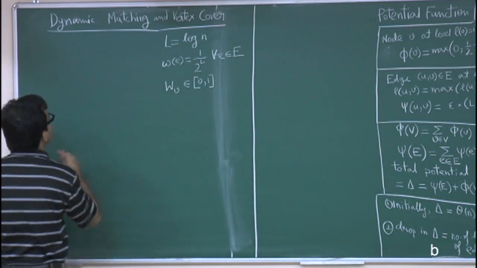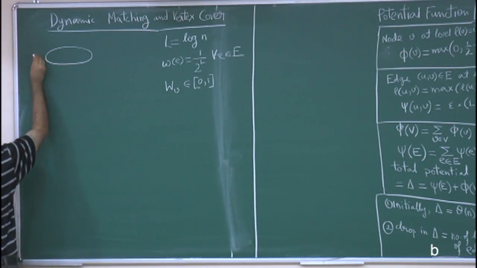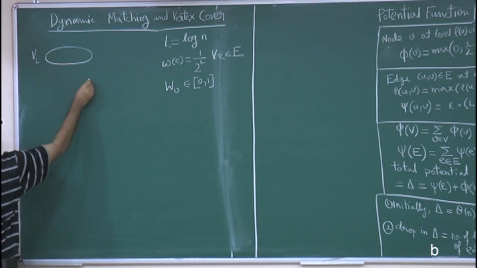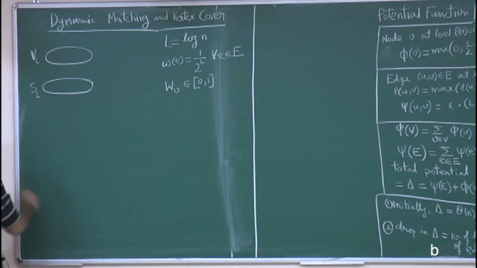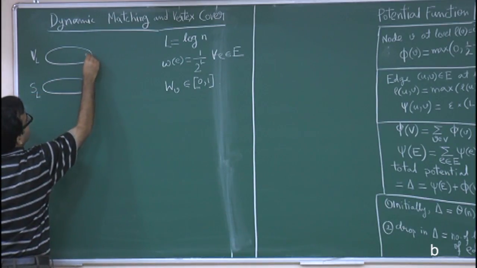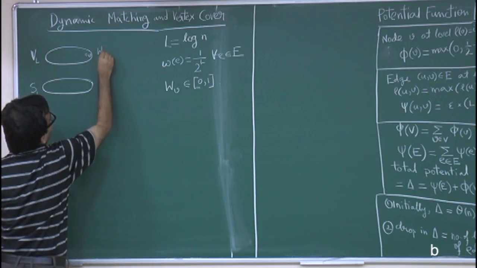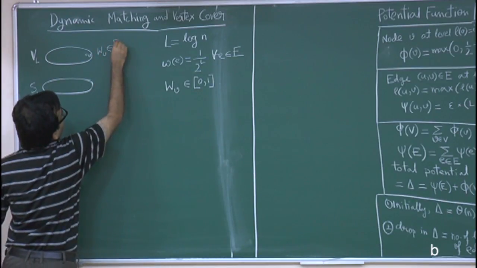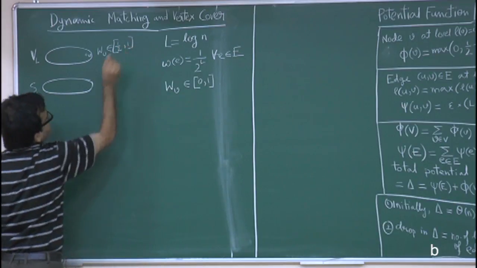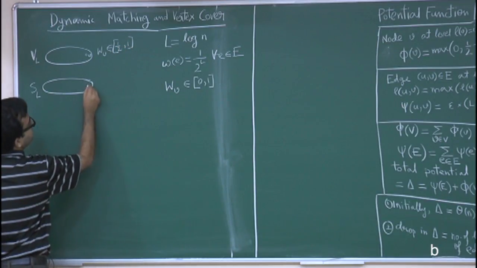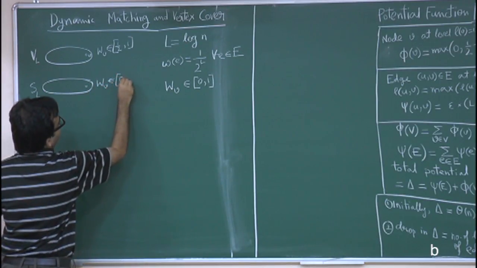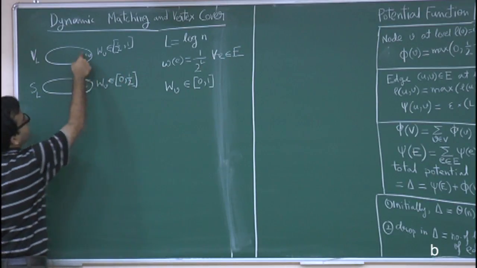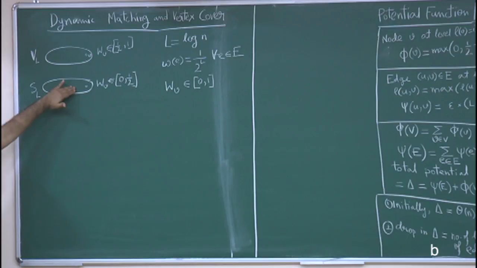Okay. So, after this assignment, you will partition the node set into two groups, say VL, and let us say this is SL. Now, the nodes in VL, their weights are between half and 1, and the nodes in SL, their weights are between 0 and half. So, basically the nodes in VL are approximately tight and the nodes in SL are slack.